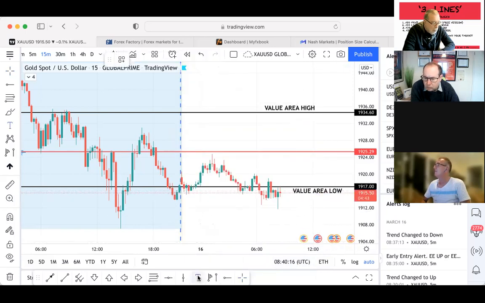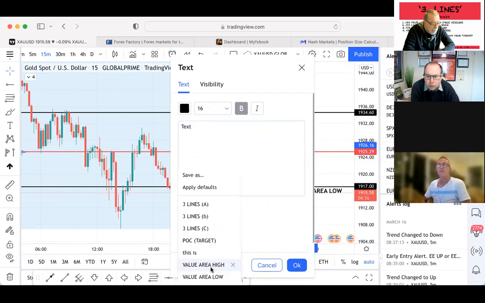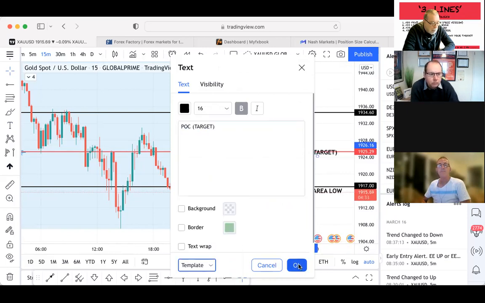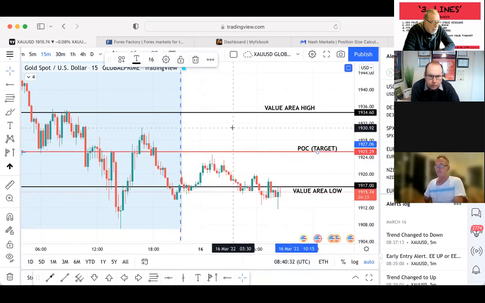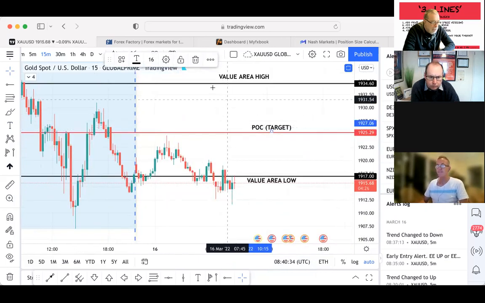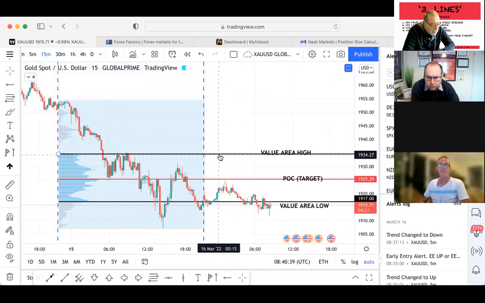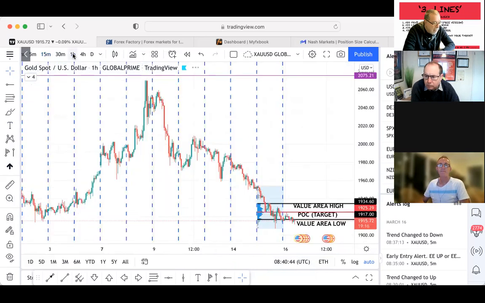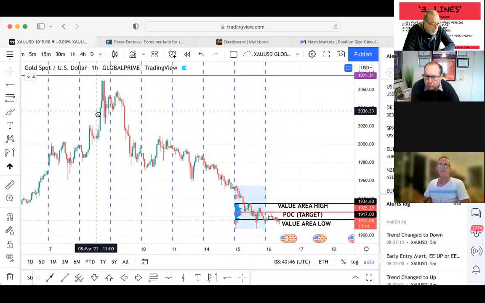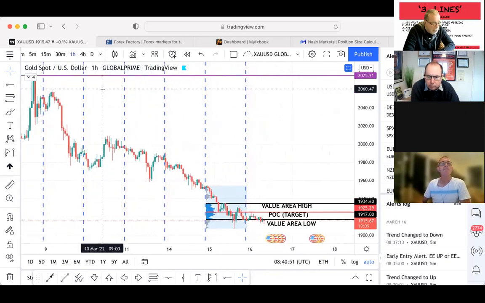And I'll put a final one on just to make it absolutely clear. This is our target template. So that was yesterday's POC, which becomes today's target. So we're now focusing on this area here. What I'll do is I'll take a look at the bigger picture. I'm just going through the process that I go through in my own mind when I'm setting these charts up.